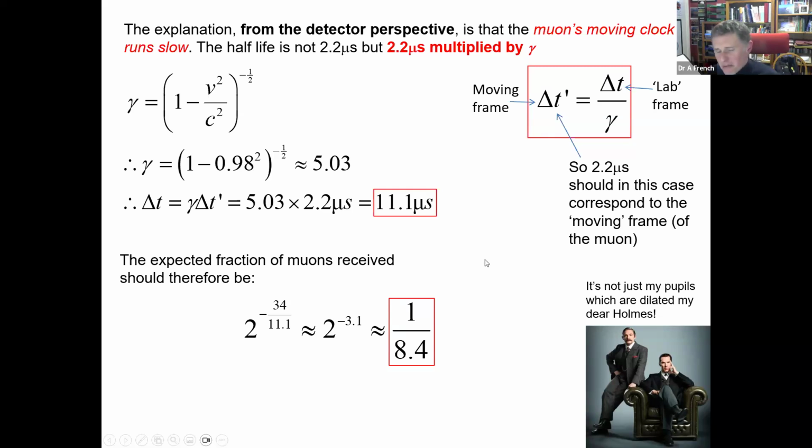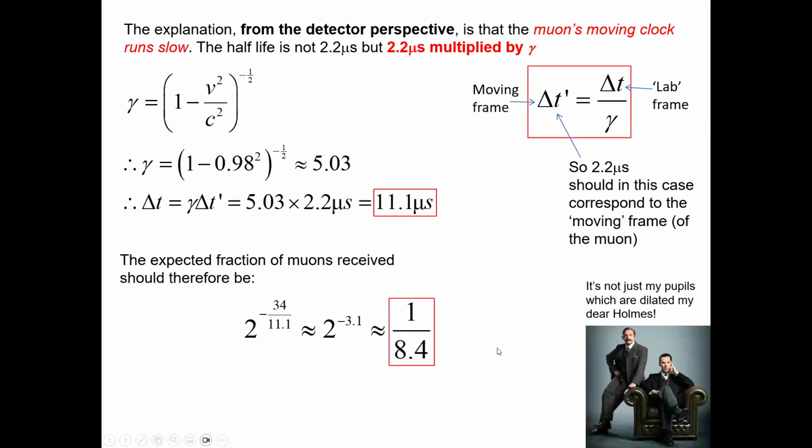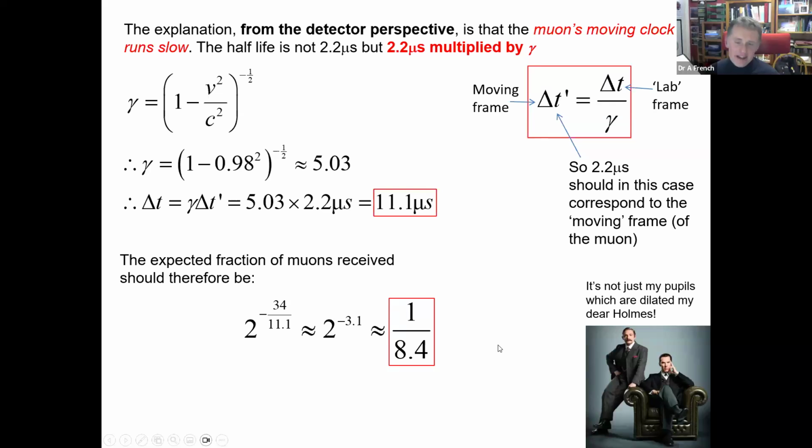Does anybody know what the problem is with this multi-perspective system of muons and lab? What's the flaw in this ointment? Would anyone like to put that into the chat? We got length. Right. So, okay.